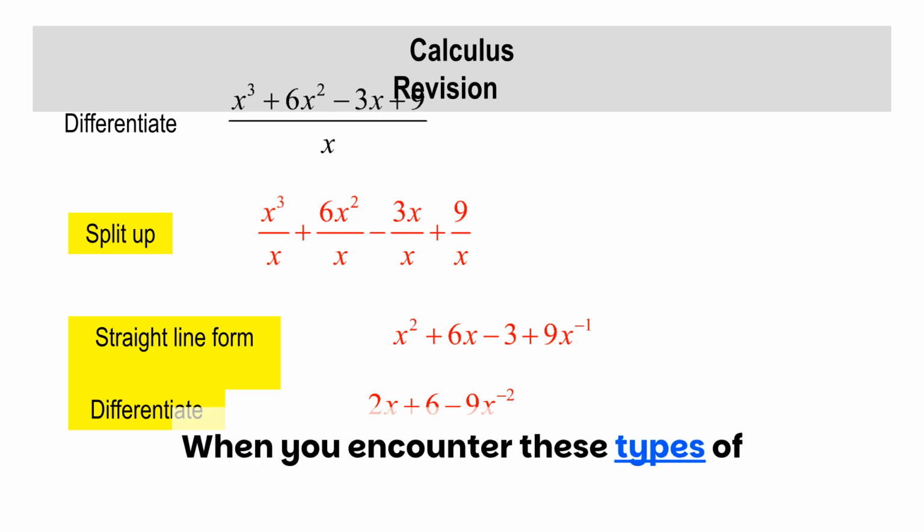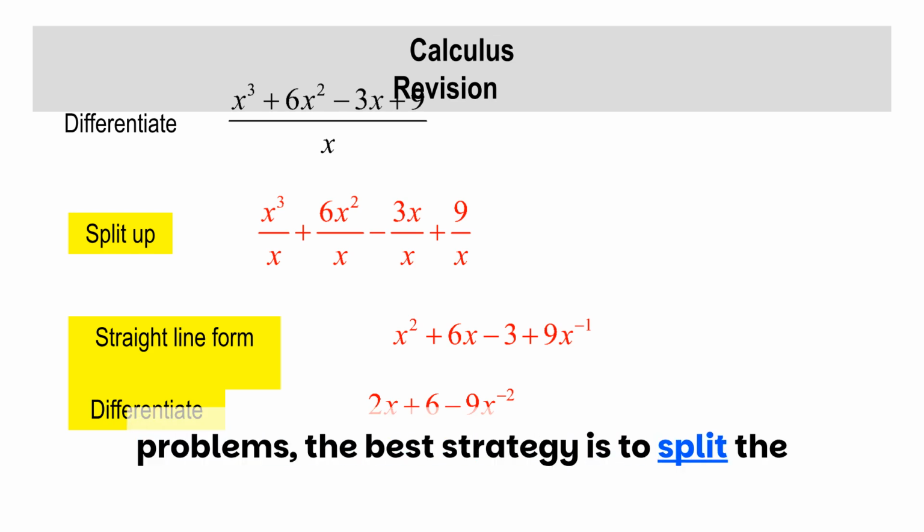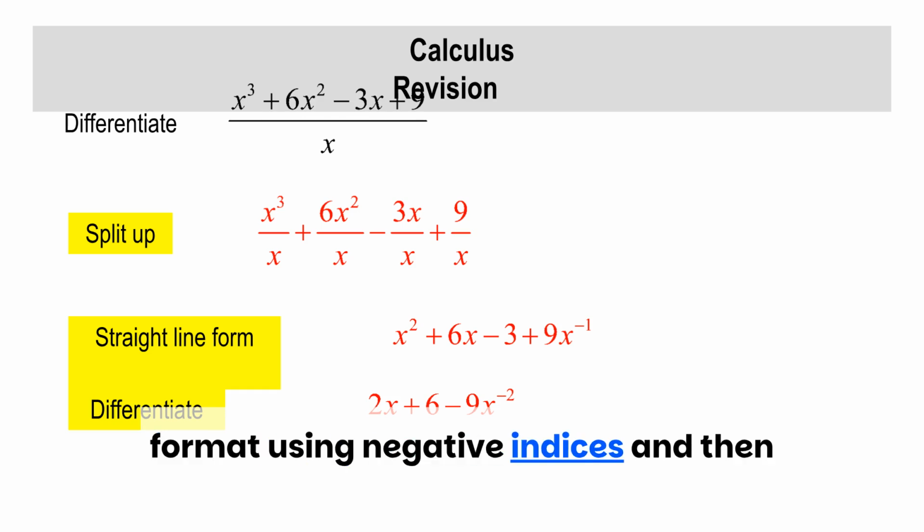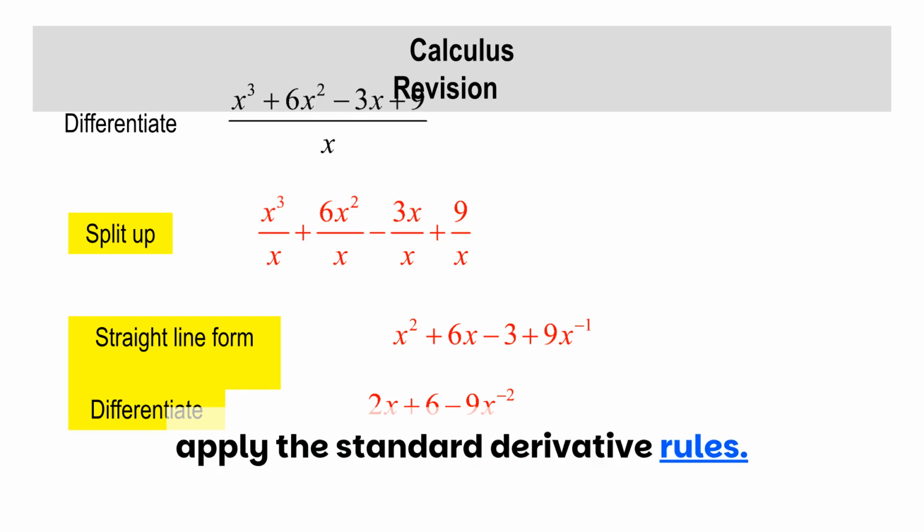When you encounter these types of problems, the best strategy is to split the fraction up, rewrite each term in a linear format using negative indices, and then apply the standard derivative rules.